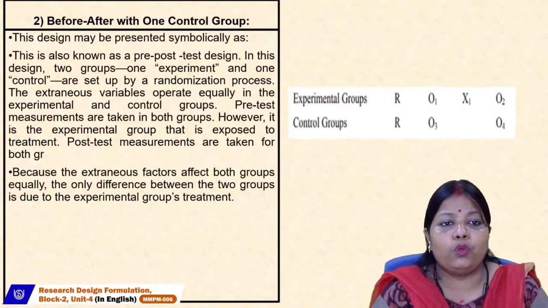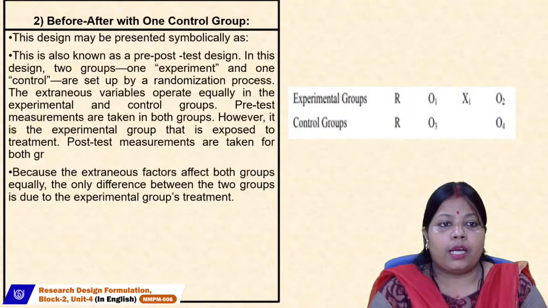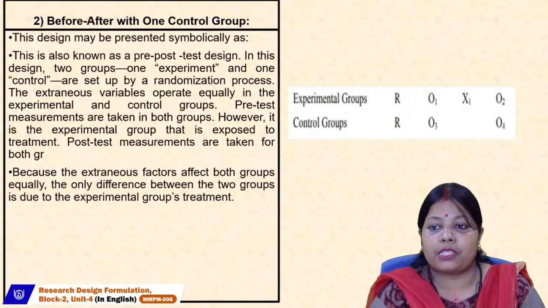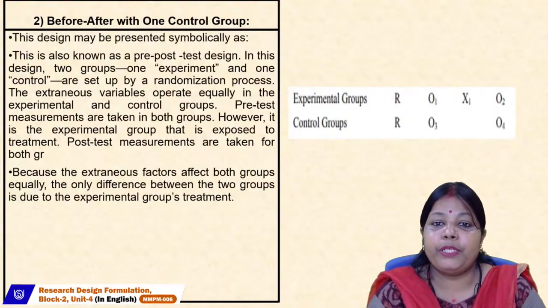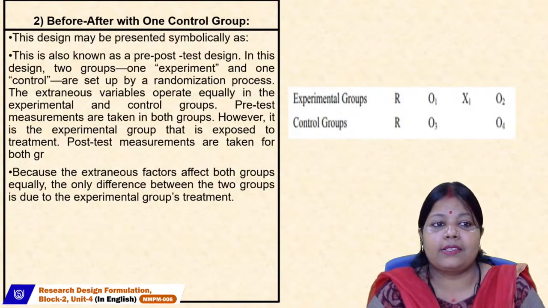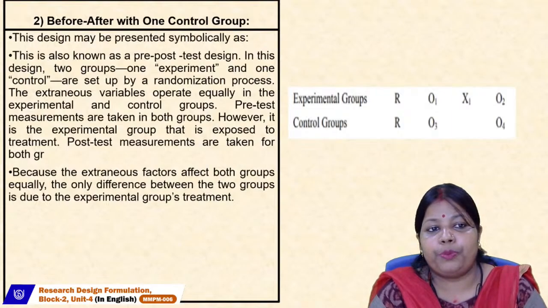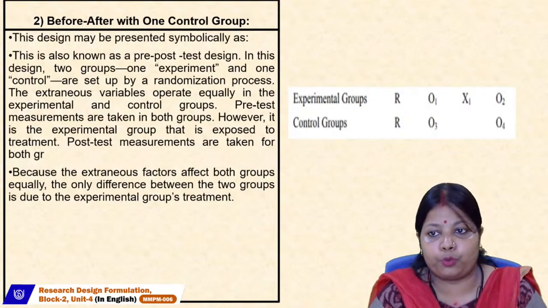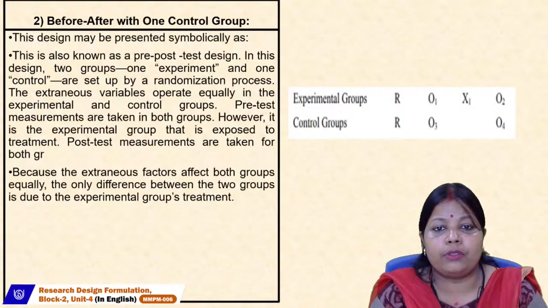In this design, two groups, one experimental and one control, are set up by a randomized process. Whatever setup we have done here, it is clearly visible over here. It is purely randomized. It is not man-made. We have randomly assigned the control and experimental groups, and the extraneous variables operate equally in both. So pre-test measurements are taken in both groups. However, it is the experimental group that is exposed to the treatment.